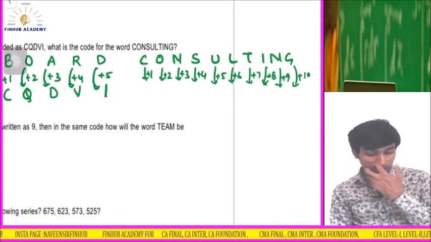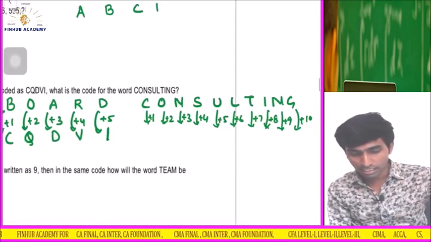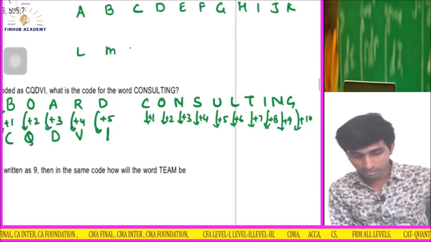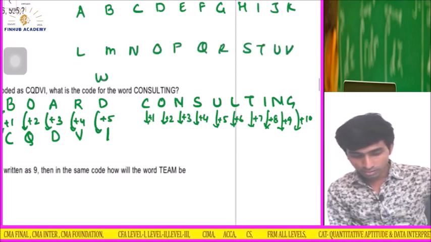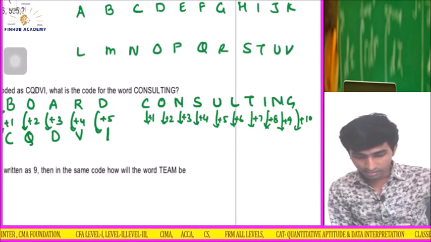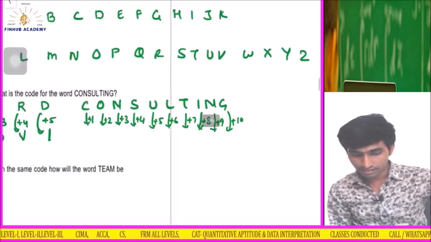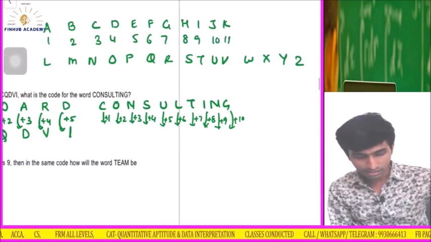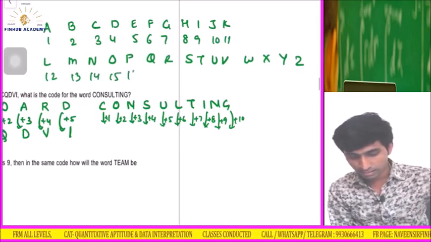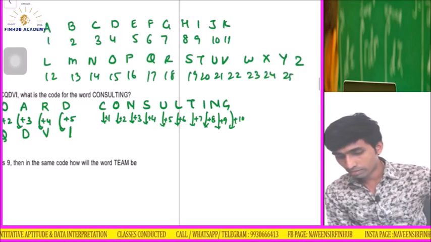Okay, so the better method is to write A B C D and give the numbers like this. In the exam, be prepared. I have said this in the class also. E F G H I J K L M N O P Q R S T U V W X Y Z. Listen: 1, 2, 3, 4, 5, 6, 7, 8, 9, 10, 11, 12, 13, 14, 15, 16, 17, 18, 19, 20, 21, 22, 23, 24, 25, 26. So this will help you.